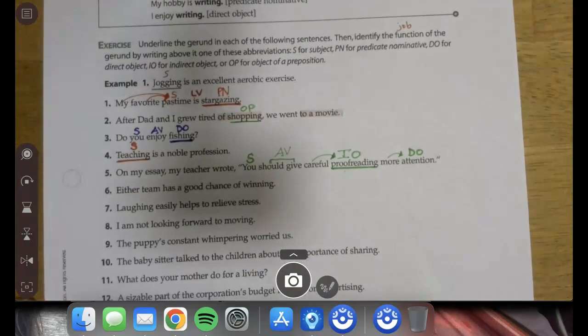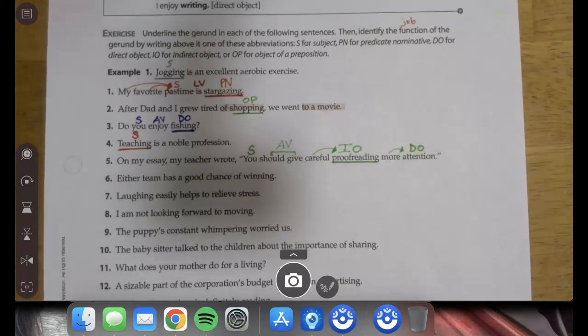Okay, so you're going to continue on, go through the process just like we did. Again, once you find the job of the gerund, you can stop. Don't really worry about going through and labeling the rest of the sentence. When you're done, go complete the exit ticket.